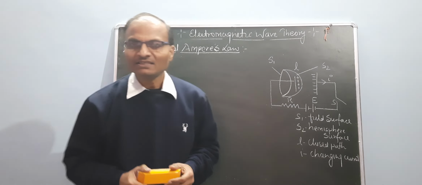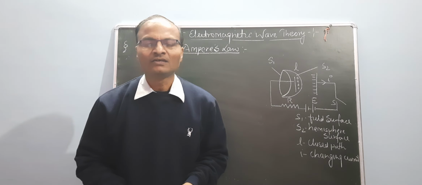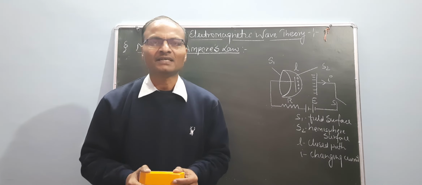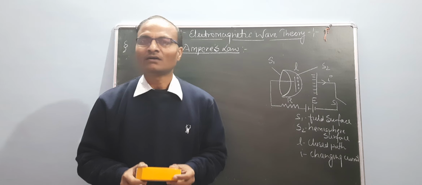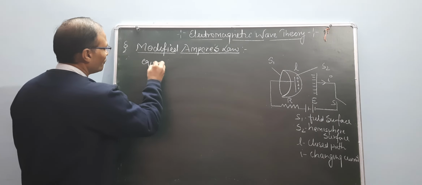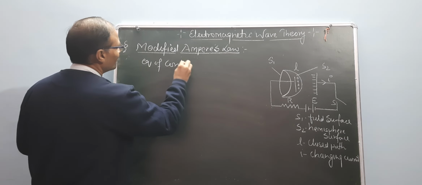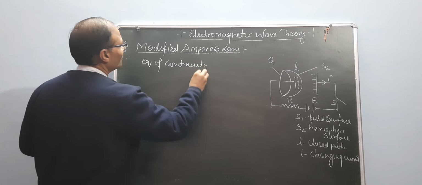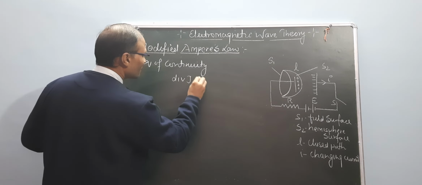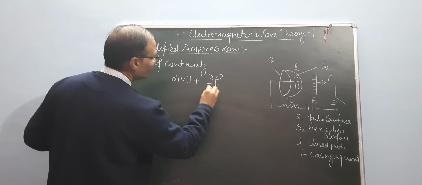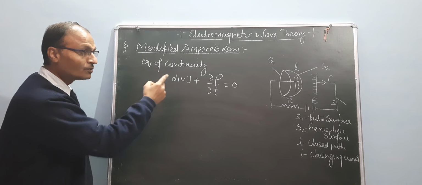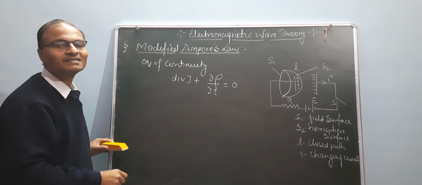Now divergence J equal to 0 means the total flux of current out of any closed surface is 0. So what is the equation of continuity? The equation of continuity is divergence J plus del rho over del t equal to 0, where rho is the charge density.